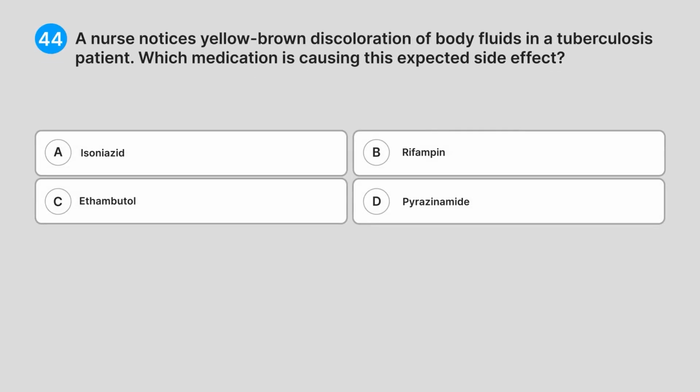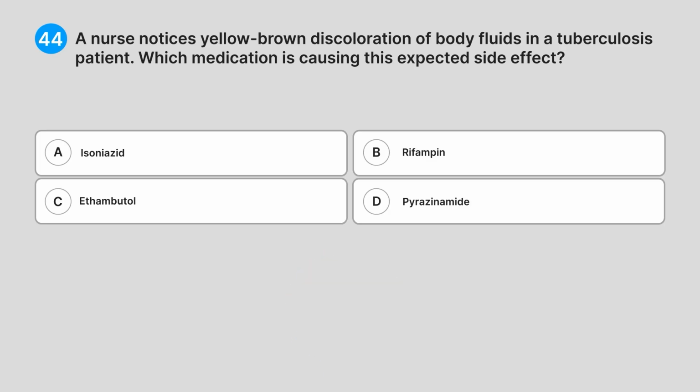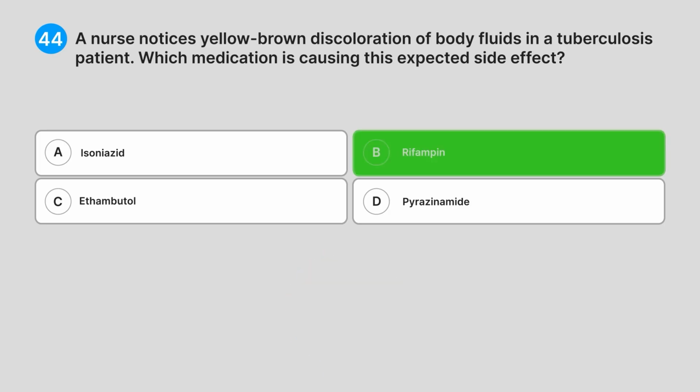44. A nurse notices yellow-brown discoloration of body fluids in a tuberculosis patient. Which medication is causing this expected side effect? A. Isoniazid. B. Rifampin. C. Ethambutol. D. Pyrazinamide. Do you know the answer? Correct answer, B. Rifampin.